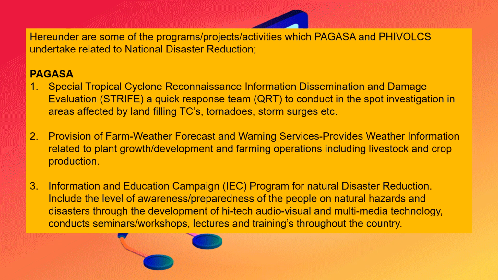Number 2. Provision of farm weather forecast and warning services provides weather information related to plant growth, development, and farming operations, including livestock and crop production.